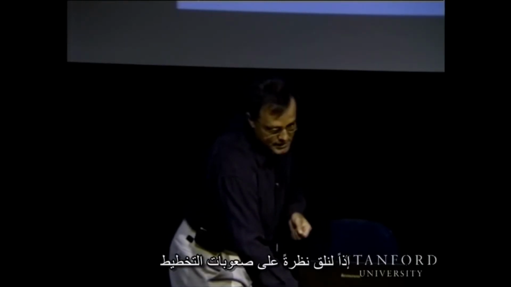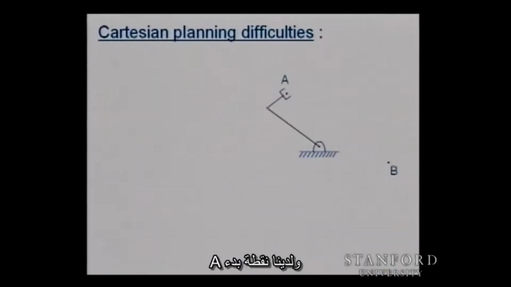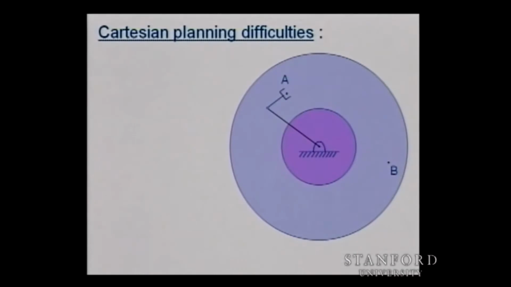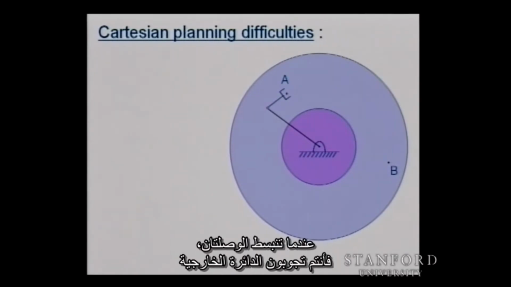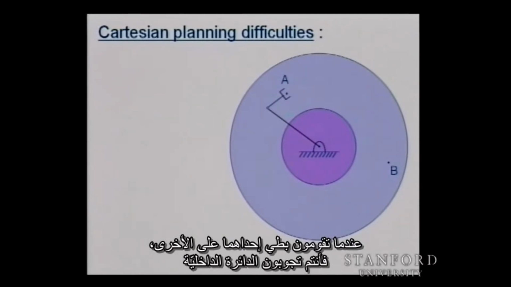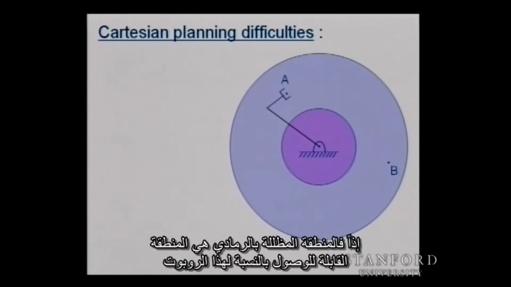So let's look at the planning difficulties. We have a robot. We have a starting point A. We have a target point B. It's a relatively simple two-link robot. This is the reachable space, right, of the manipulator. When you stretch both links, you're traversing the outside circle. When you collapse one into the other, you're traversing the inside. So the gray shaded area is the reachable space for this robot.